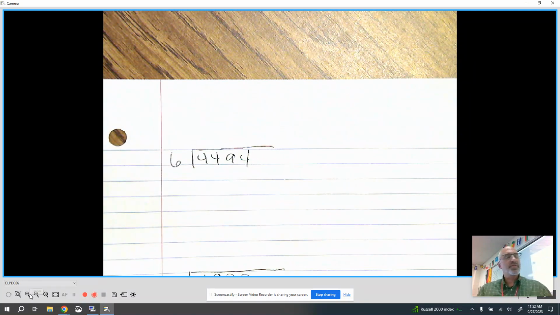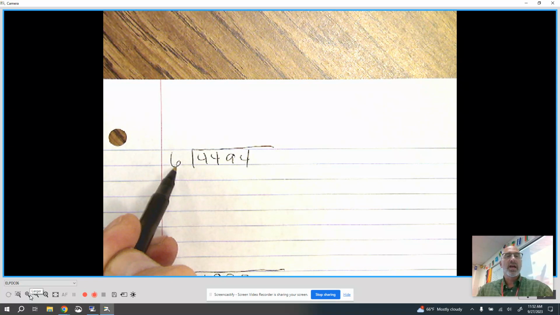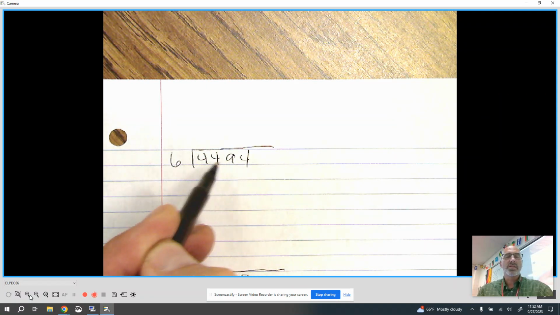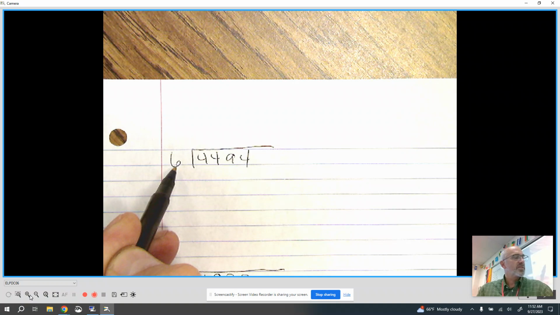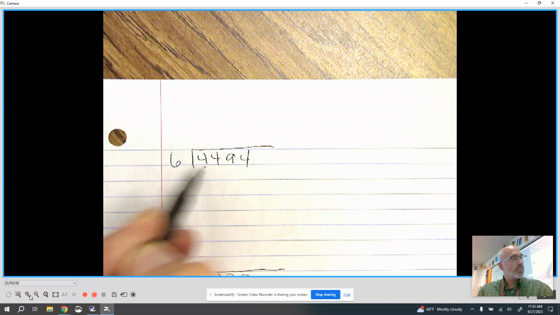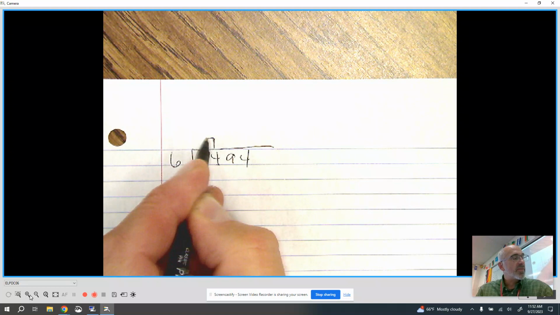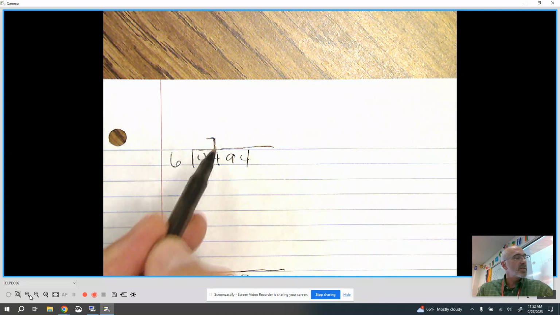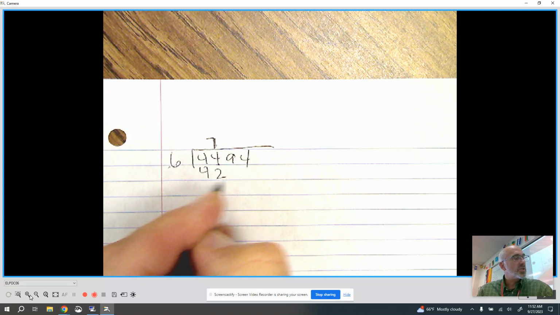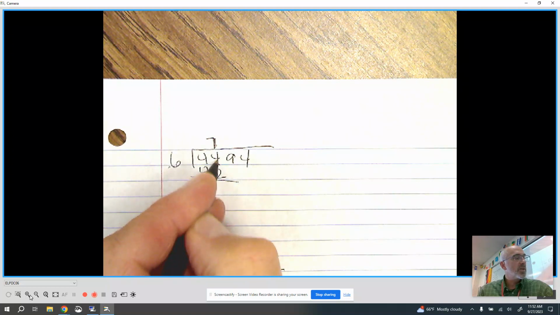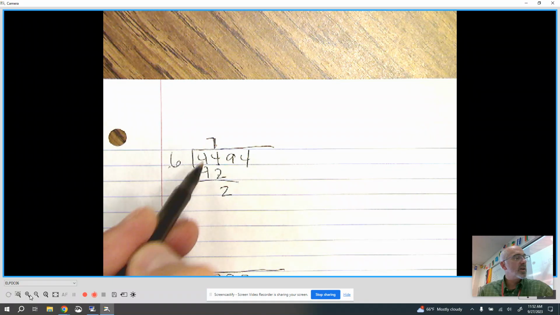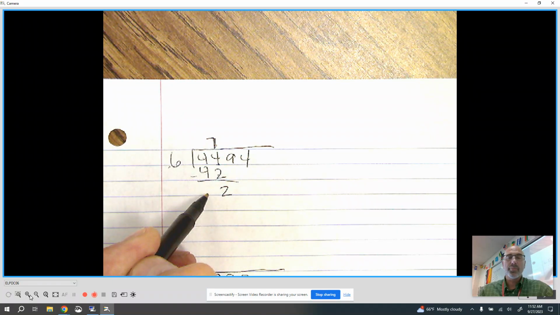So what we first have to determine is essentially how many times does 6 go into this number? So we ask ourselves, does 6 go into 4? No, it does not. Does 6 go into 44? And the answer is yes. So we figure out how many times we skip count 6 to get to 44 without going over. So when we do that, we get 7. And see where I put the 7? 7 times 6 is 42. And then I subtract. 4 minus 2 is 2. And then 4 minus 4 is 0.